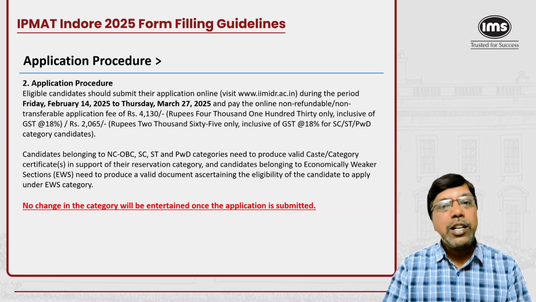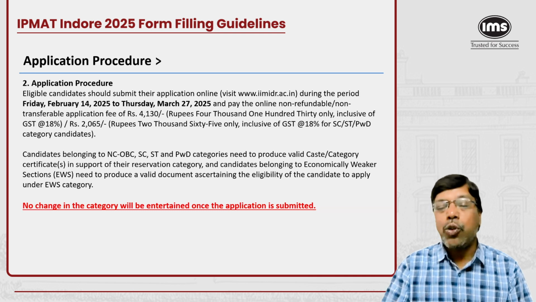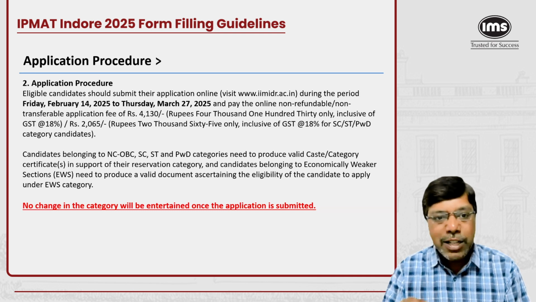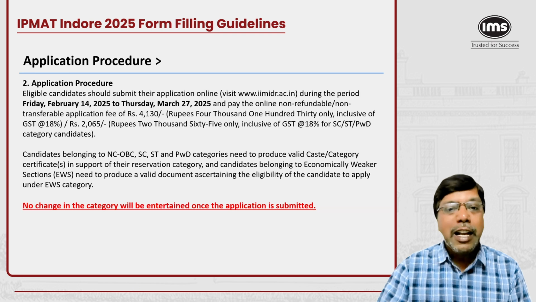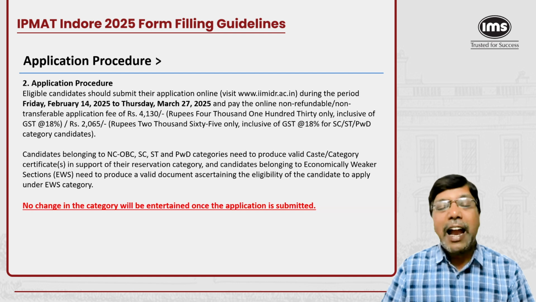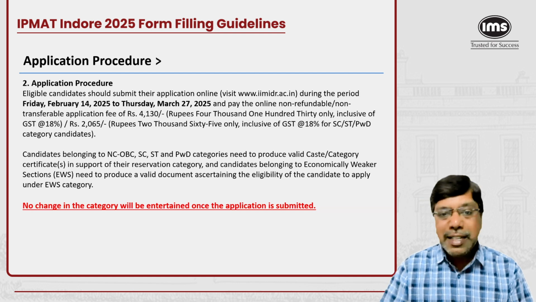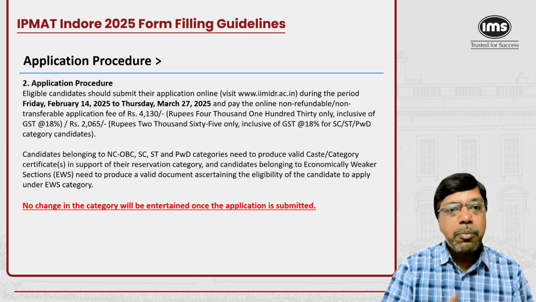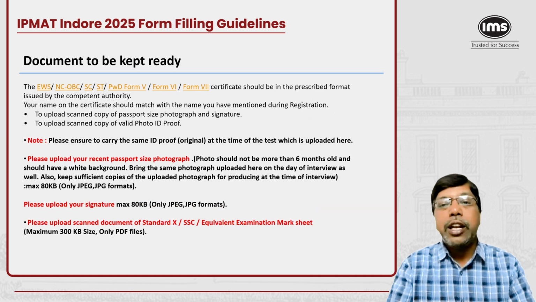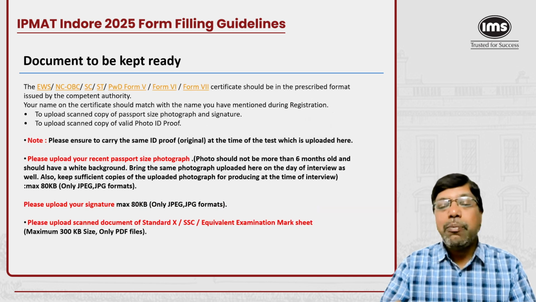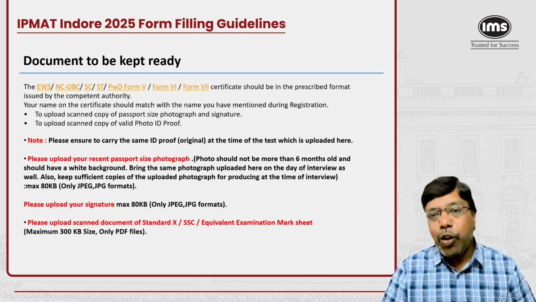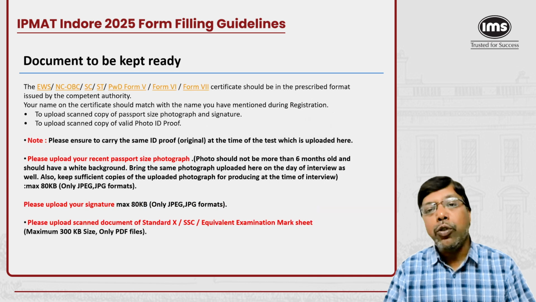Kindly remember that the students who belong to a reserved category like NCOBC or SC or ST or PWD, they have to produce a valid caste or category support certificate in support to the category they belong to. The same will also be applicable for candidates who qualify under EWS category. There are certain prescribed formats mentioned on the IIM Indore website. So the certificate that you take for a particular category should definitely be in the same format as what is given there. Now, as a part of the application process, you have to upload a few documents.